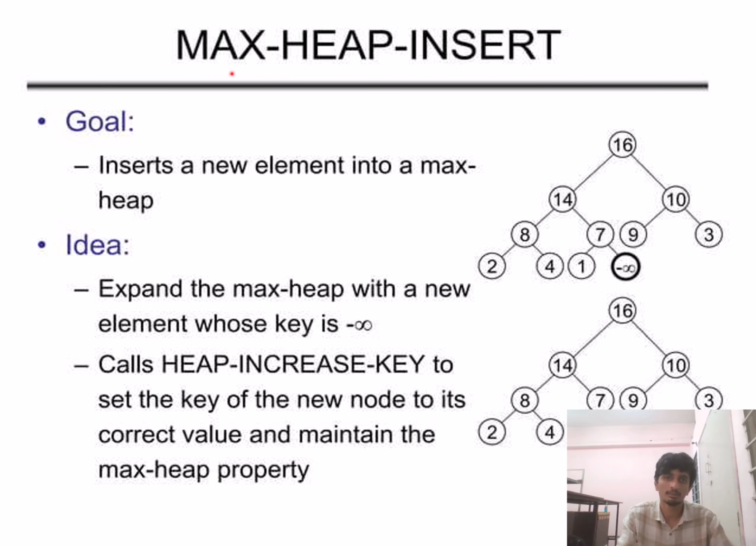Here, the maximum heap insert. The goal is to insert a new element into a maximum heap. The idea is to expand the maximum heap with a new element whose key is infinity. First, the infinity key is given. Call heap increase key to set the key of the new node to its correct value and maintain the heap property properly. Then the heap is converted into a maximum heap with the given value.